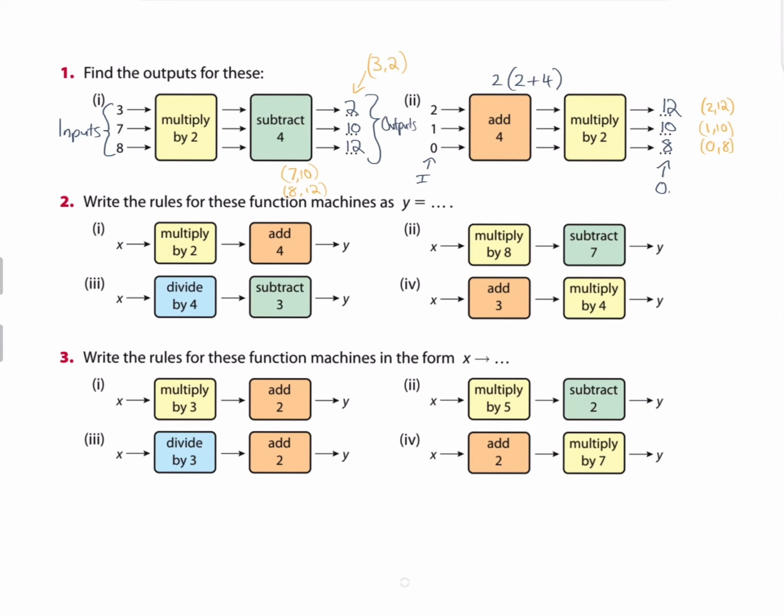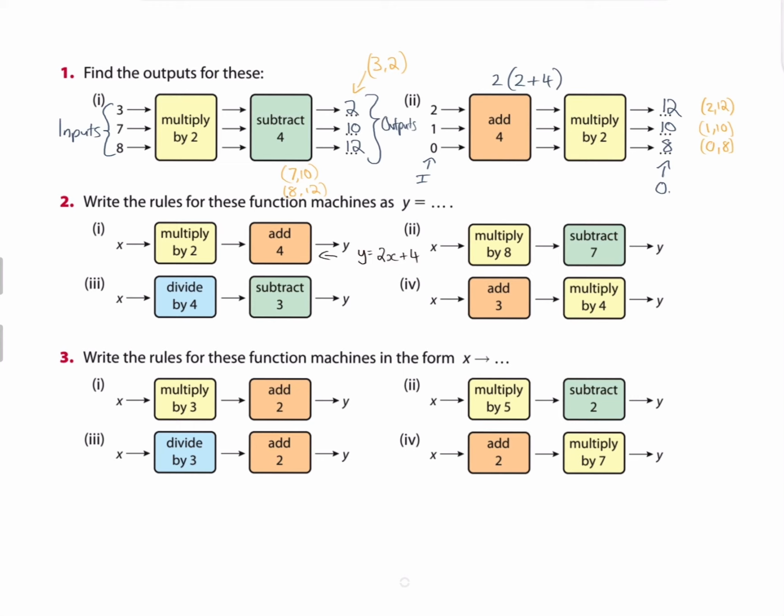So now they want you to write rules for the functions, okay? So they want you to write rules for these 4 functions. I'm going to do the first one for you, and then I want you to try them yourself. Okay. So here we have x multiplied by 2 and add 4 gives you y. So the way I want you to write it is y is equal to x multiplied by 2 add 4. So x multiplied by 2 is 2x, add 4, plus 4. That's the rule for this function box here, the first one.